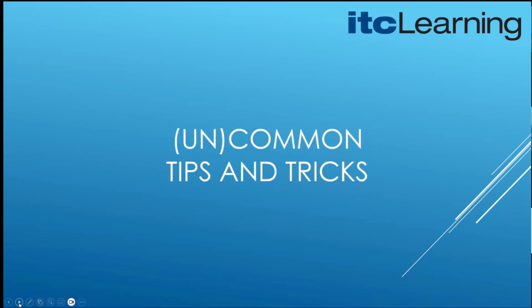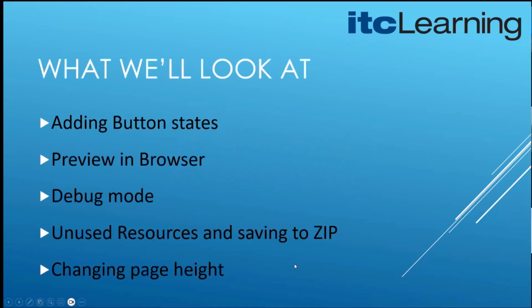So let me just go along through here, a bit of an agenda. We did talk about button states in the last session, but just covering that again and going into detail, different things with adding buttons and some shortcuts there. We'll look at different view modes, but mainly the preview in browser. There's a couple of things that recently have come up where that's helpful. People may not realize that it's there or what it does. Also there we've got debug mode, which is another view mode that's pretty handy when you do need it. Often people don't touch it or don't know it's there.